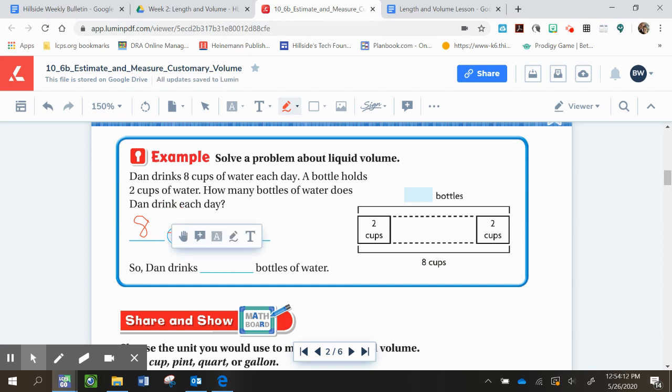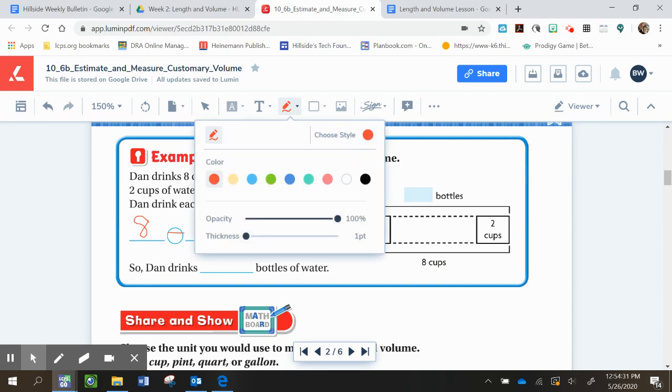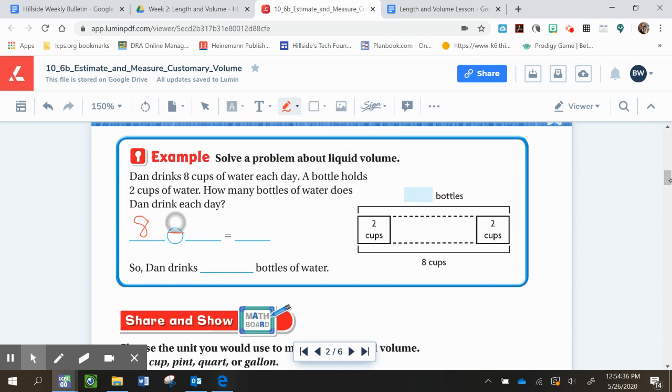my little circles won't work for my division. Divide that by, see, that looks like a subtraction sign. It doesn't want me to work. Let's do thickness bigger. Okay. There's our division sign. A little different looking. Divided by 2 cups is going to give us 4.